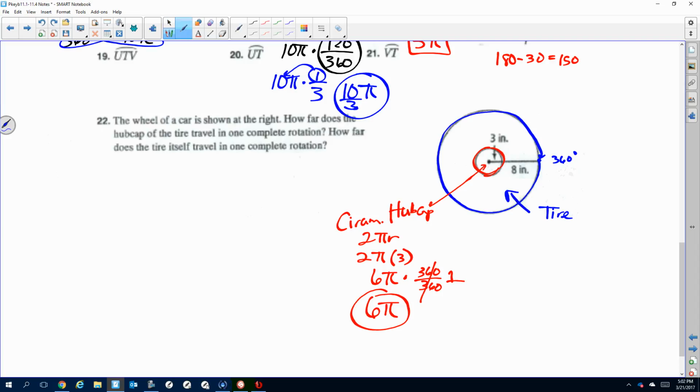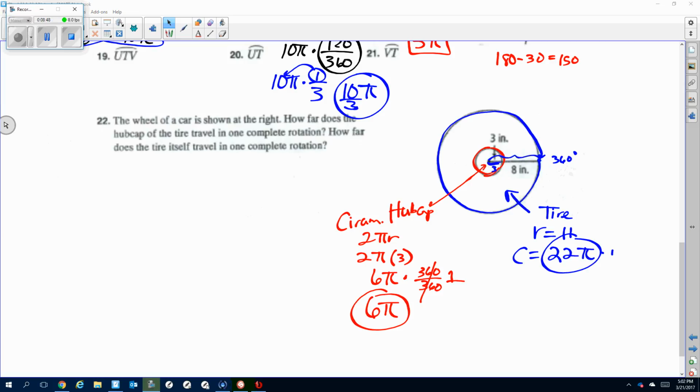And then the radius for the tire is taking this 3 and adding it to that 8. So the radius of the tire is 11. The circumference of the tire would be 22 pi. And then we know we're just multiplying it by 1 because one rotation would be 1. So here is the circumference. All right, get that done. Be ready for your check tomorrow.